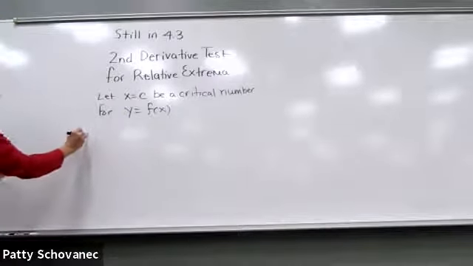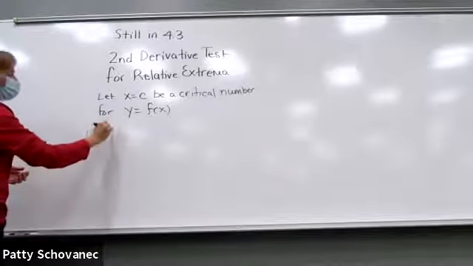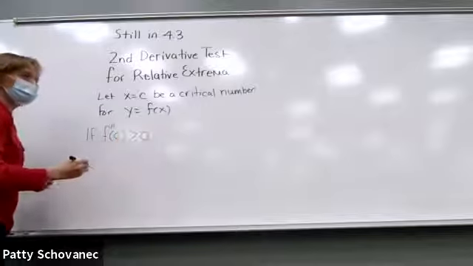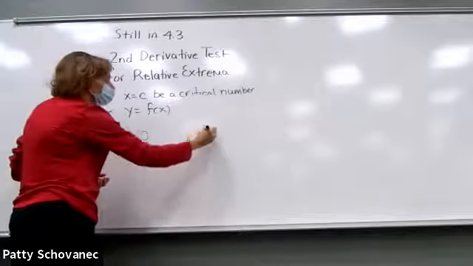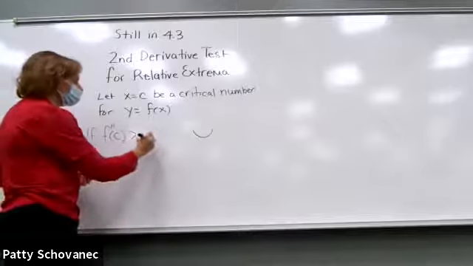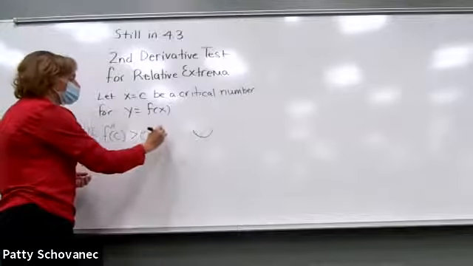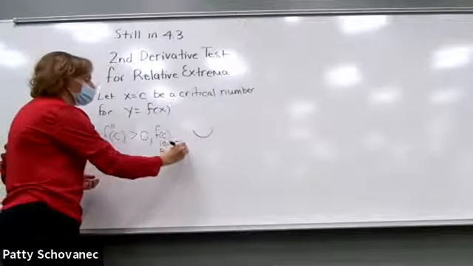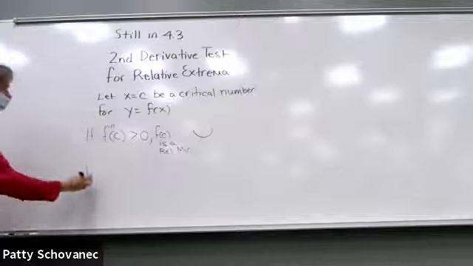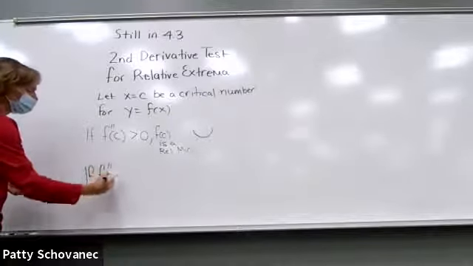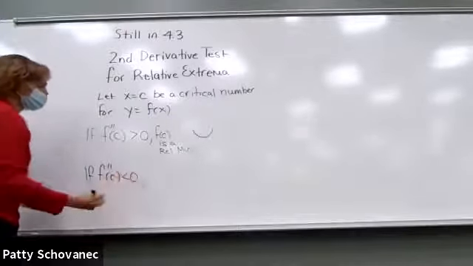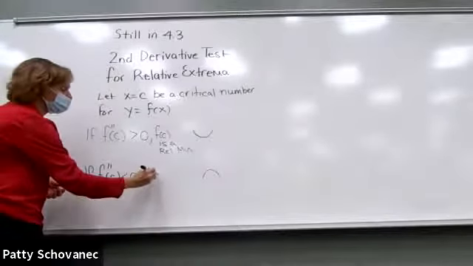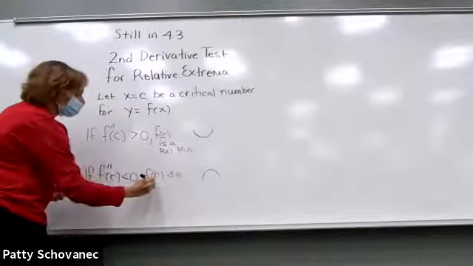So if f double prime evaluated at the critical number is a positive number, then the graph is concave upward. So we have f of c is a relative min. If the second derivative evaluated at the critical number is a negative value, that means the graph is concave down. So f of c is a relative max.